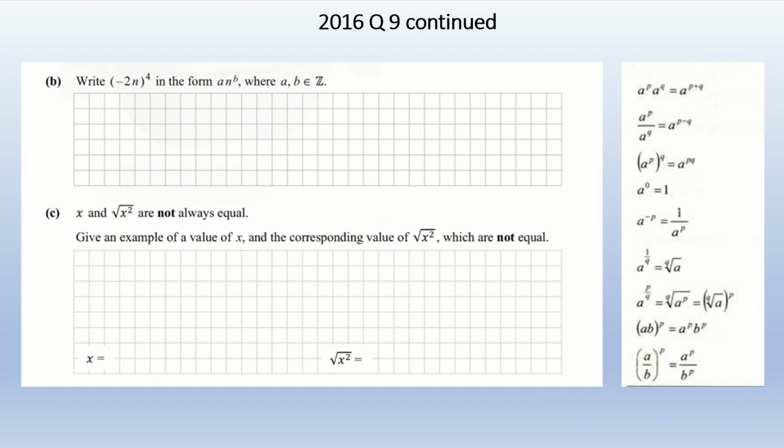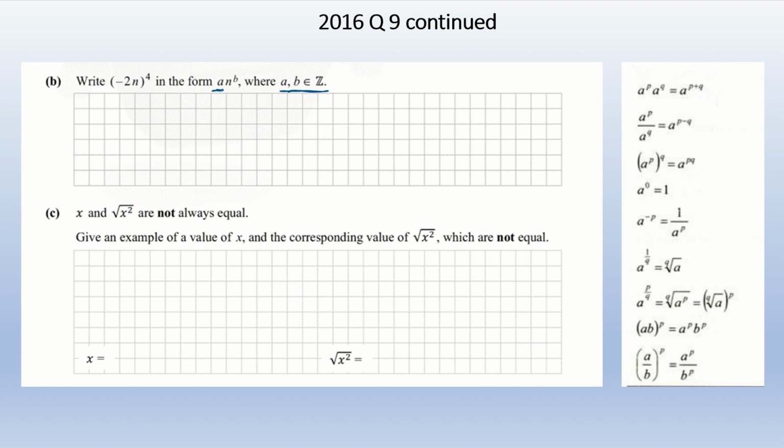So your B part, write minus 2n to the power of 4 in the form a, n, b, where a, b are an element of Z. So what that means is they want to find out what a is, find out what b is, where a and b are elements of Z, where a and b are integers. So your integers, if you remember, they are your positive and your negative whole numbers. So that's like your terms and conditions in this question. Let's see if we can do this.